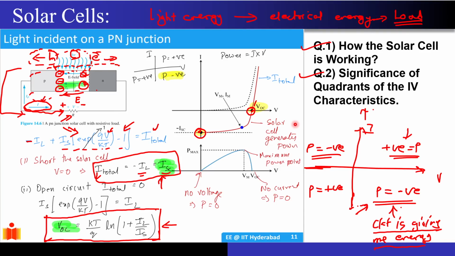Yeah, so if you look at the curve of the solar cell, what you can see is if I take this particular point, at this point I'm getting the open circuit voltage, but my current is 0, correct? So the product of V into I at this point is 0. At this other point, I'm getting a current, but I don't have any voltage, so again the product of V into I is 0.